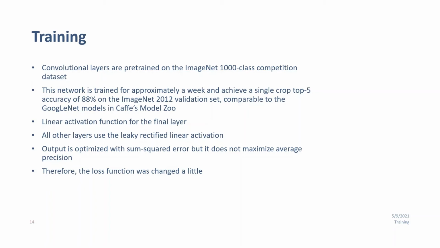Now, just to note that for the final layer, they have used the linear activation function, and for all other layers, they have used the leaky rectified linear activation. And output is optimized with some squared error, but it does not maximize the average precision, it seems. So therefore, the loss function was changed a little bit, that we would be seeing in the next slide, that what is the exact loss function they are using.